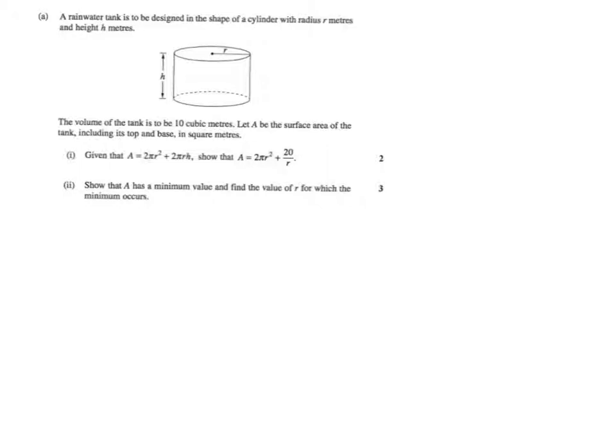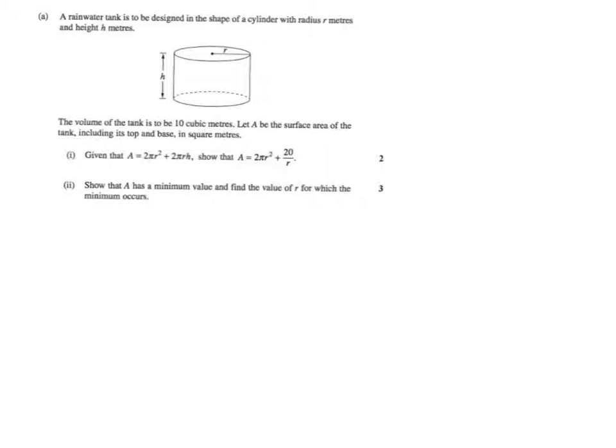So really, if you're getting daunted by tough max-min problems, try this one and see whether you can't work out the structure that we follow and the steps that we take, because really all that gets harder is setting up the equations and then the algebraic skills involved in doing that and differentiating. Okay, so we've got a rainwater tank is to be designed in the shape of a cylinder with radius r and height h, both in meters. Now the volume is to be 10 cubic meters. Let A be the surface area of the tank, including its top and base in square meters.